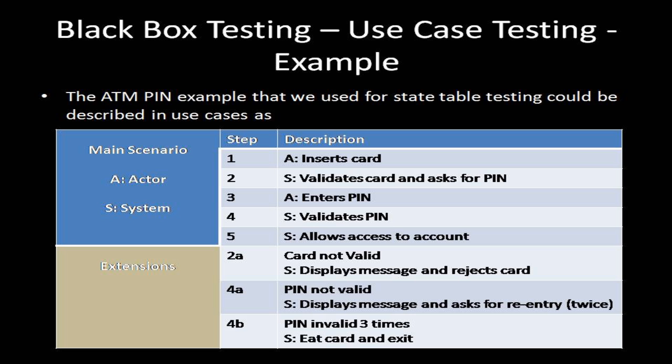The PIN example that we used for state transition testing could also be defined in terms of use cases, as shown in the table. We show a success scenario and the extensions, which represent the ways in which the scenario could fail to be a success. The actor is the person who is working on the system and the system is the application under test. So the use case flow will be as below. 1. Actor inserts the card in the ATM. 2. System validates the card and asks for PIN. 3. Actor inserts the PIN, and so on.